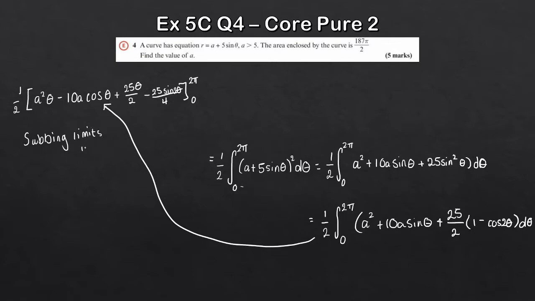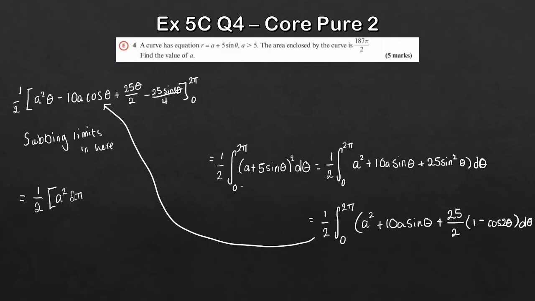So subbing the limits in here. When you actually sub these limits in of 2 pi, essentially what happens is you just get left with, so you sub it in where theta is, so you get a squared times 2 pi. Obviously don't forget the half in front, so this is a half times a squared 2 pi.